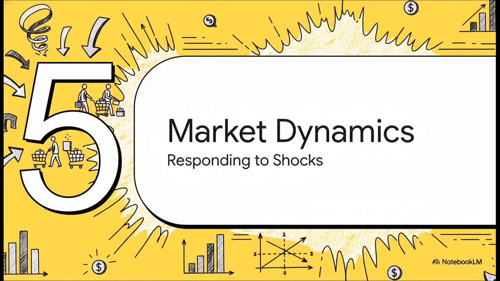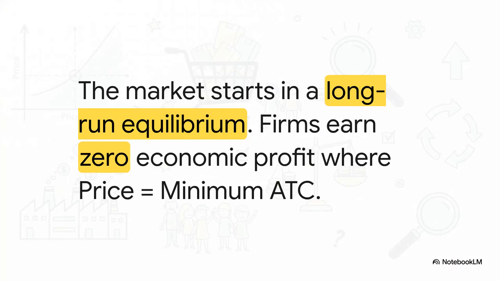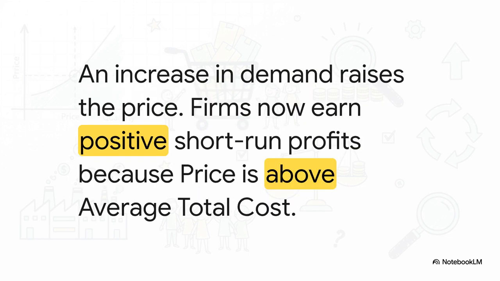Okay, time to put all these pieces together. Let's see the whole system in action. What happens when a competitive market gets hit with a sudden shock? So we start here in what we call long-run equilibrium. Everything is stable, the market is at point A, the price is P1, and every firm is producing at the minimum of its average total cost. They're all making zero economic profit. No one has a reason to enter or leave the industry. It's all calm.